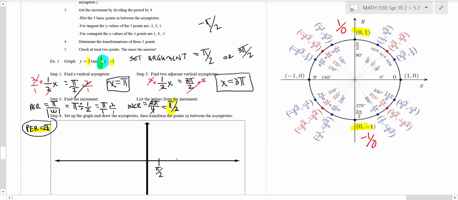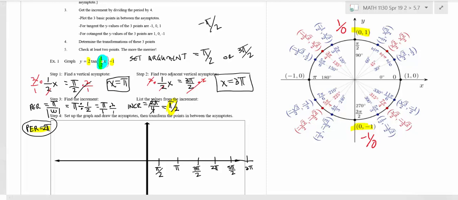I've got pi over 2, and you can do this in your head. Then you go to 2 pi over 2, which is pi, and then 3 pi over 2. And then when you go to 4 pi over 2, that gets you to 2 pi. Then the next one would be 5 pi over 2, and then 6 pi over 2 gets you all the way to 3 pi. I'm just going to do one period on this. When you count out that increment, just count out by the numerator.